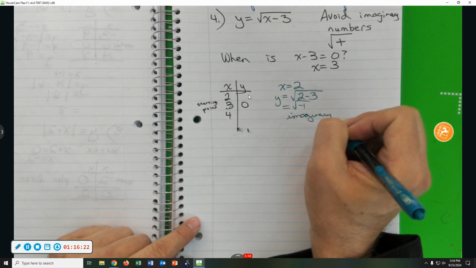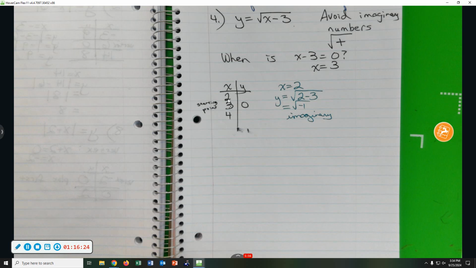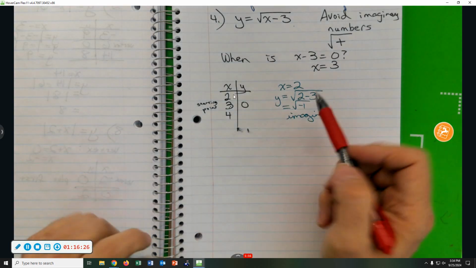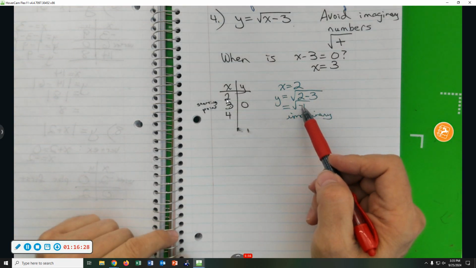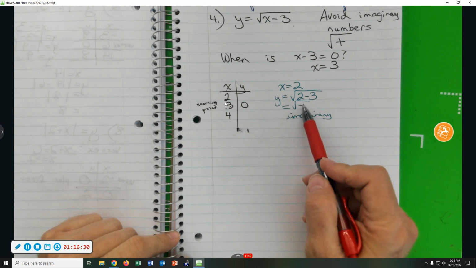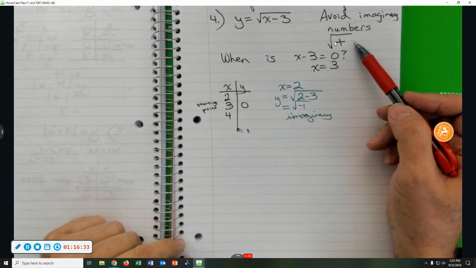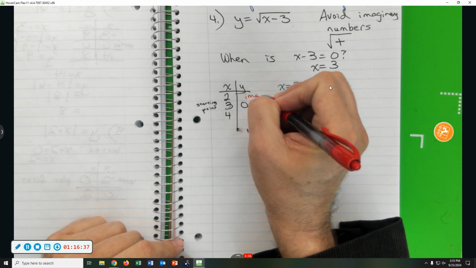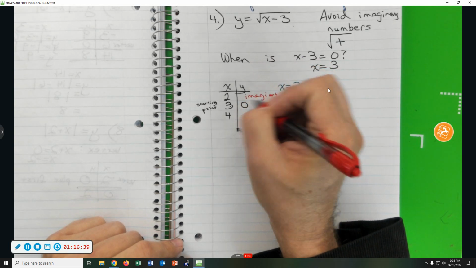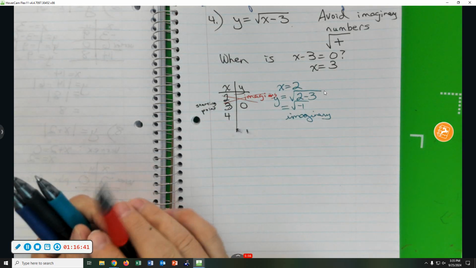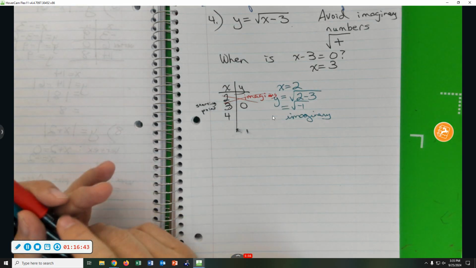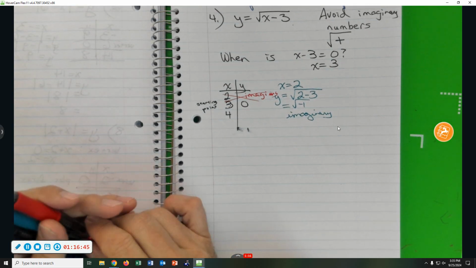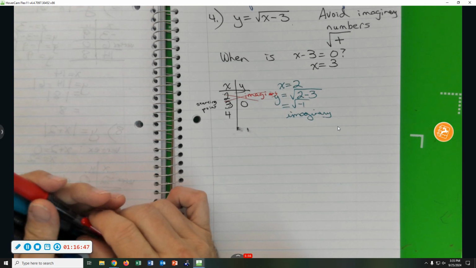So you can't plug in anything smaller than 3. If you plug in something smaller than 3, like a 2, you're going to get the square root of a negative. Remember, you need the square root of positive numbers, so you can't do this. That is imaginary. There's no graph there. I guess it's just something in your imagination, okay? But you're not going to have anything drawn to the left of 3.